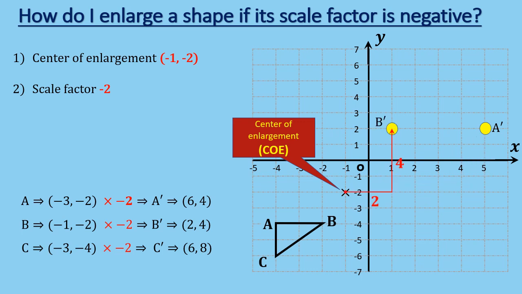Vertex B' will be 2 and 4. Vertex C' will be 6 and 8. It is now clear that the object's orientation has changed because a negative enlargement rotates it by 180 degrees.